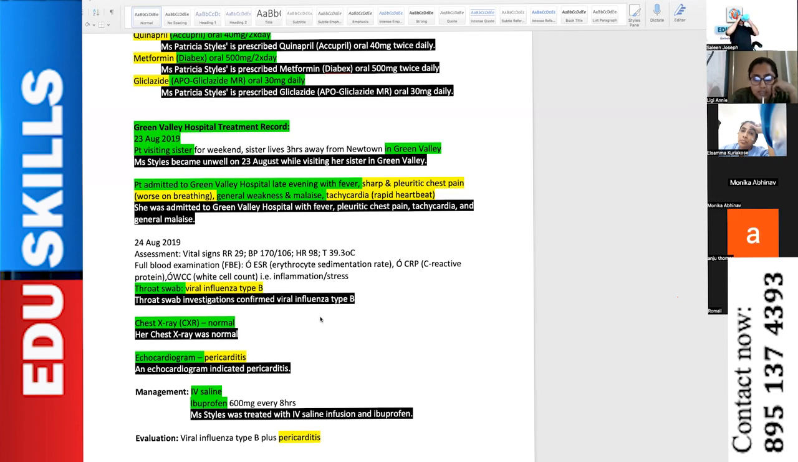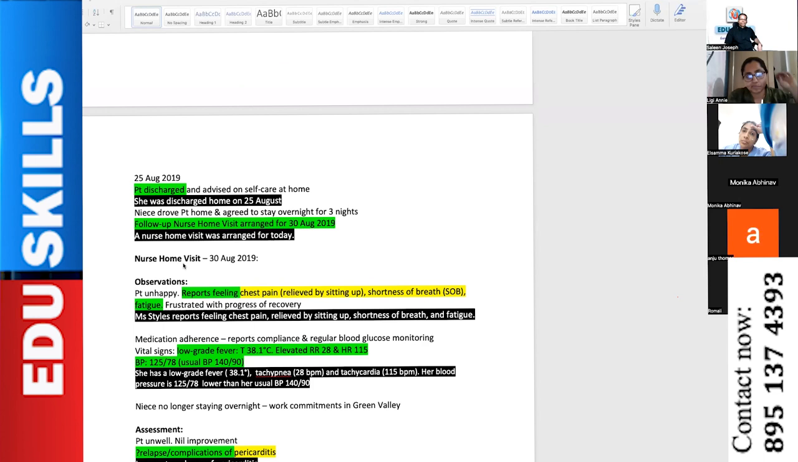Her chest X-ray was normal. An echocardiogram indicated pericarditis. Ms. Styles was treated with IV saline infusion and ibuprofen. She was discharged home on 25th August. A nurse home visit was arranged for today.